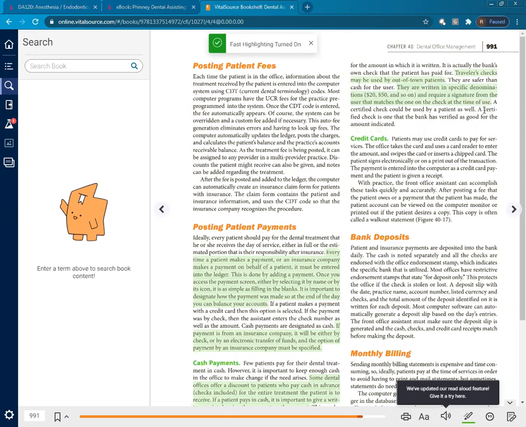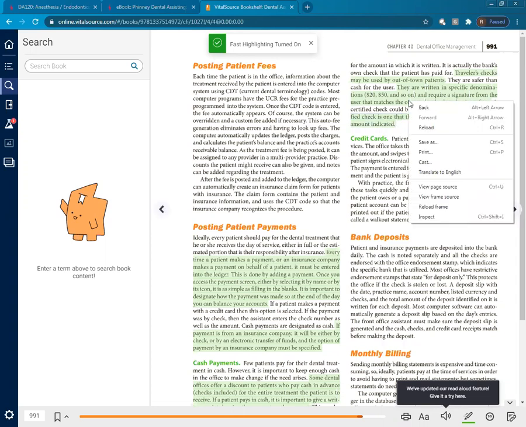Certified check is this. You don't see these very often. You don't see traveler's checks either very often, but it's still a possibility. Certified check is the one that the bank has verified as good for the amount that's indicated. But like I said, not very common, but they're still out there.